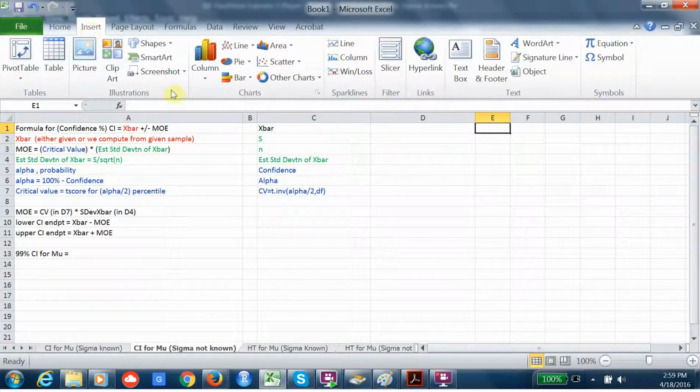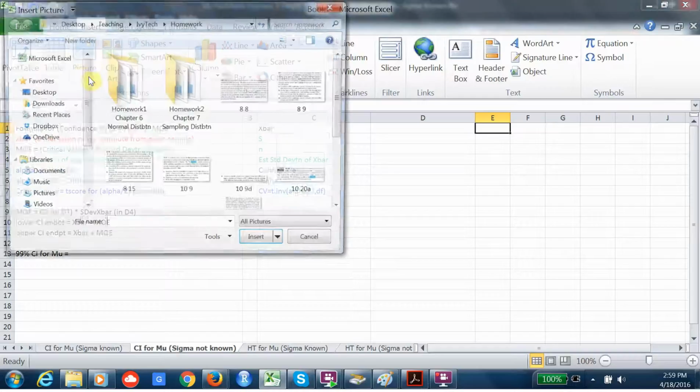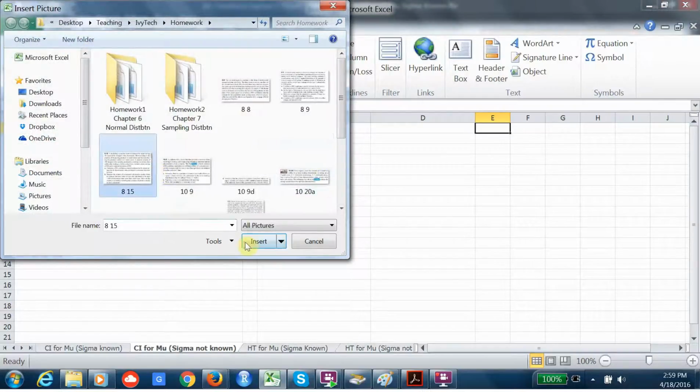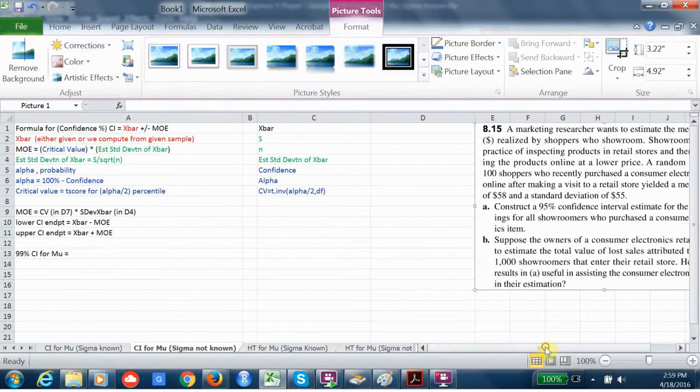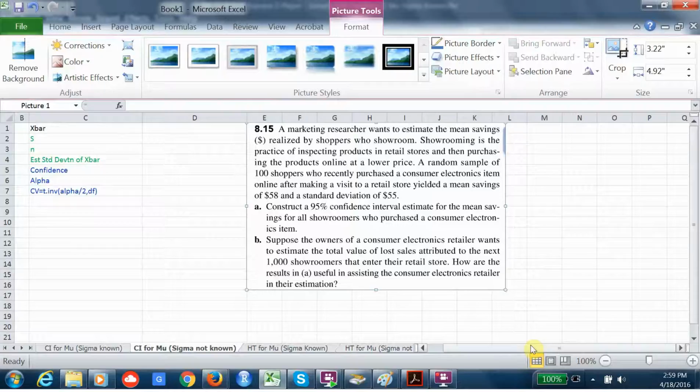Okay, so let's see. I have a problem from the book here, 8.15. It says a marketing researcher wants to estimate the mean savings. So that's telling me automatically I'm going to be looking at mu realized by shoppers in the showroom. Showrooming is the practice of inspecting products in retail stores and then purchasing the products online at a lower price.